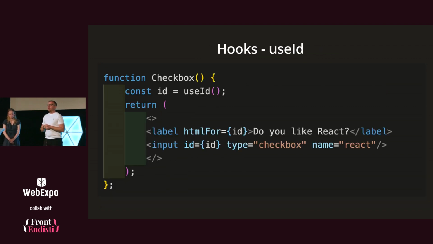useId. This is mainly for server-side rendering. It prevents mismatches during the hydration phase. So the generated ID should be safe for server-client-side communication. You can see how it is done. We are using it for the input ID and htmlFor on the label.